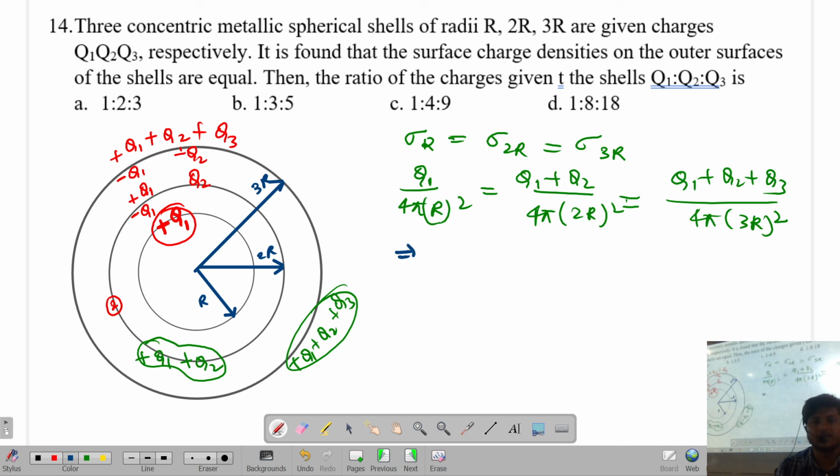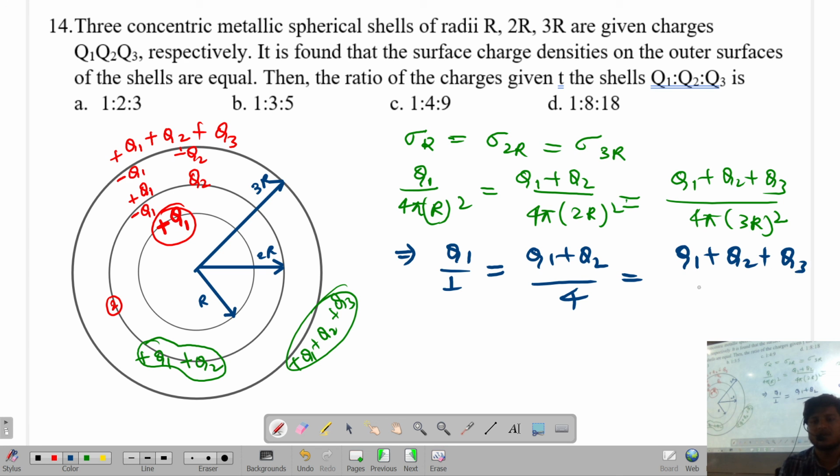Okay, so now look over here. Can you take the ratios or not? So I can write Q1 by R square directly, and I'll just remove the squares. Q1 by 1 is equal to Q1 plus Q2 divided by 4, is equal to Q1 plus Q2 plus Q3 divided by 9. Can I write this equation or not? So therefore, Q2 is what? Can you take out the value of Q2 in terms of Q1?